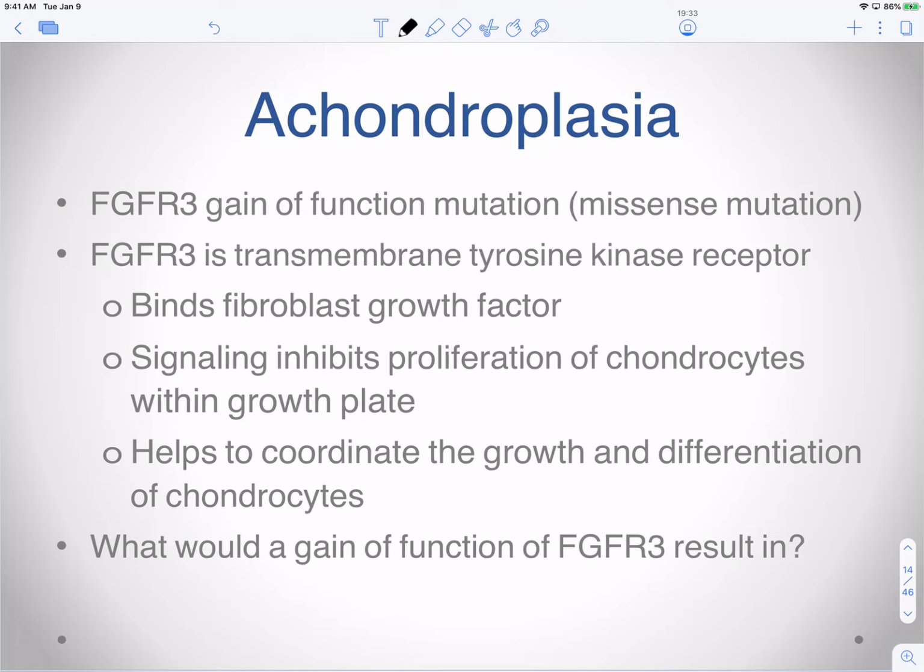This is where you have your gain of function mutation of a tyrosine kinase receptor. So the gene is this FGFR3, and it is a transmembrane tyrosine kinase receptor. We do know of tyrosine kinase receptors. Insulin has one, for example, and these typically are going to be associated with growth. And FGFR3 is also associated with growth.